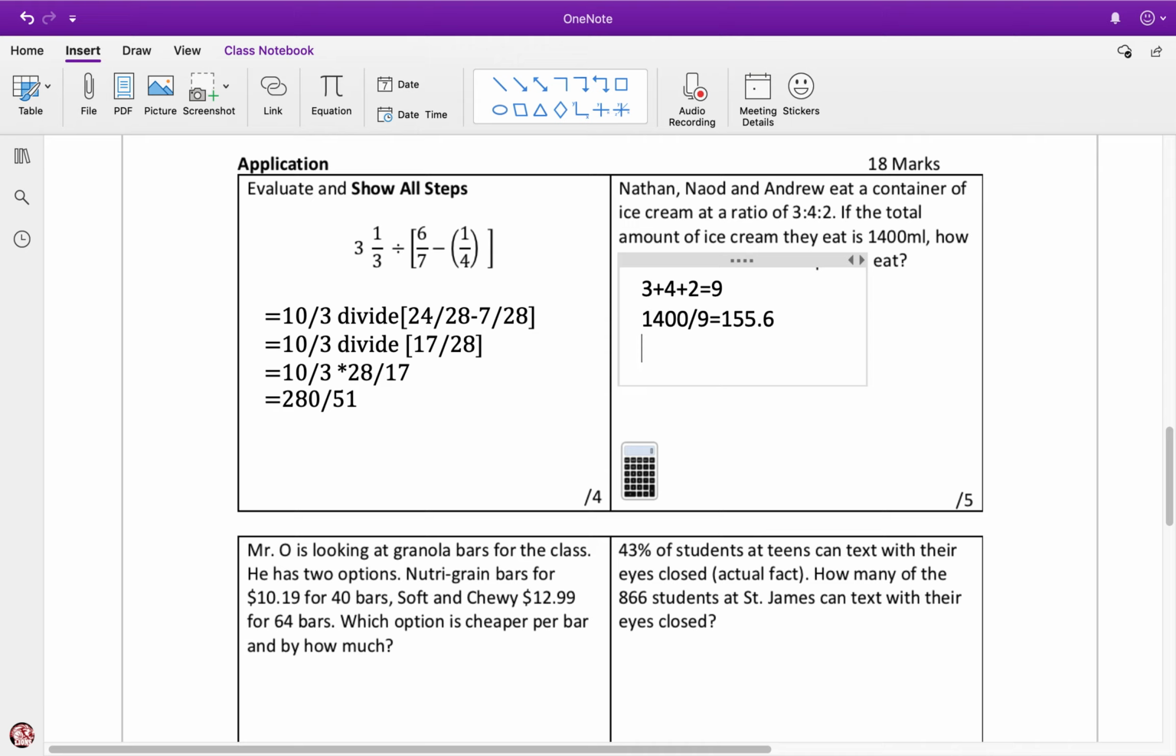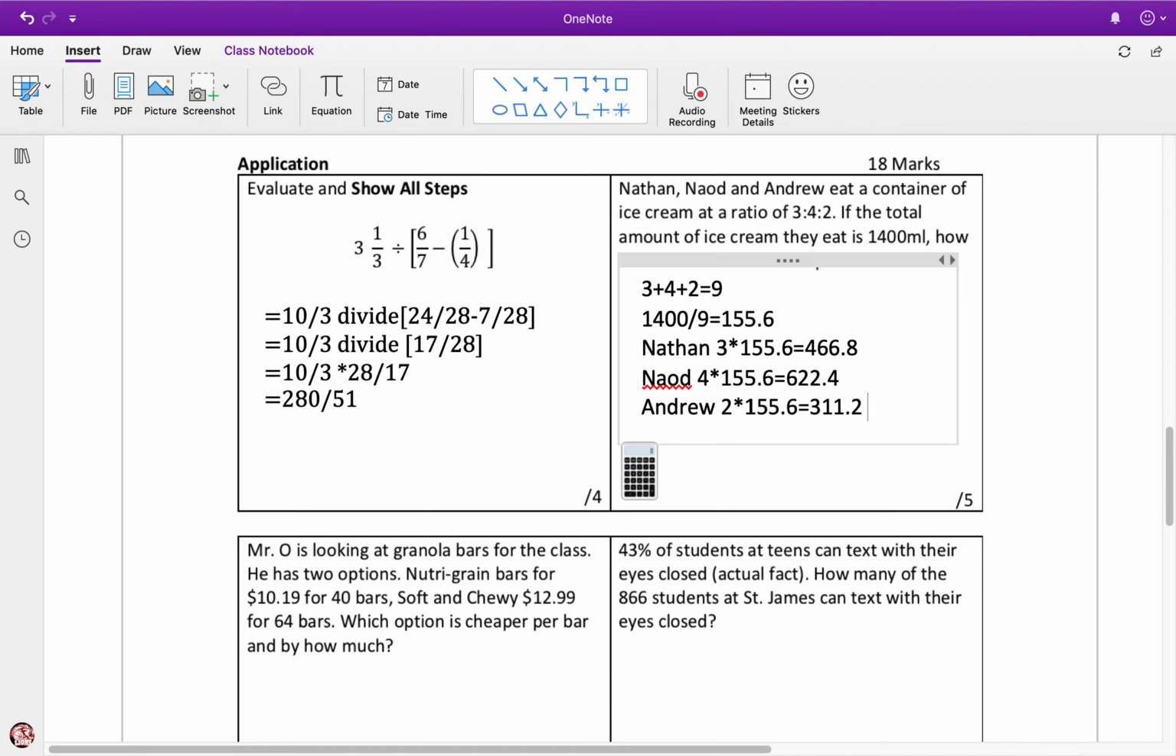So now to figure out how much each one eats, I have Nathan. So Nathan ate 3 parts. We're going to go 3 times 1 part, which is 155.6. Then I have Nawid. He ate 4 parts. 4 times 155.6. And then lastly, I have Andrew. And that's 2 times 155.6. Right there. So that kind of evens everything out.